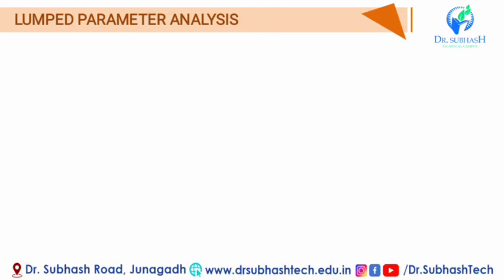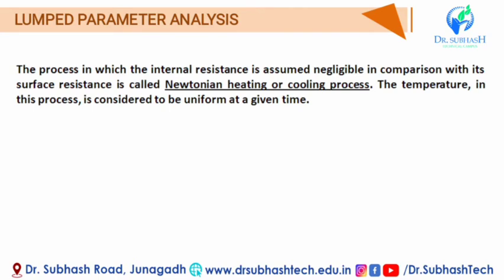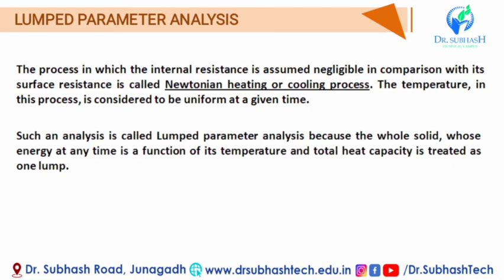The process in which the internal resistance is assumed negligible in comparison with its surface resistance is called Newtonian heating or cooling process. The temperature in this process is considered to be uniform at a given time. Such an analysis is called lump parameter analysis because the whole solid, whose energy at any time is a function of its temperature and total heat capacity, is treated as one lump.